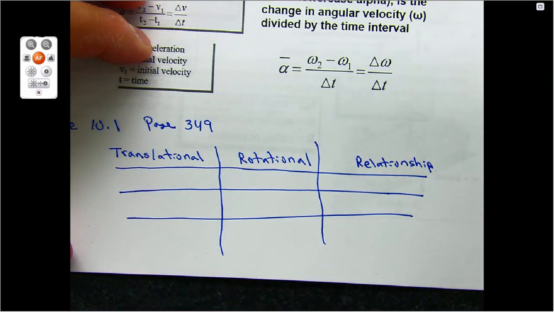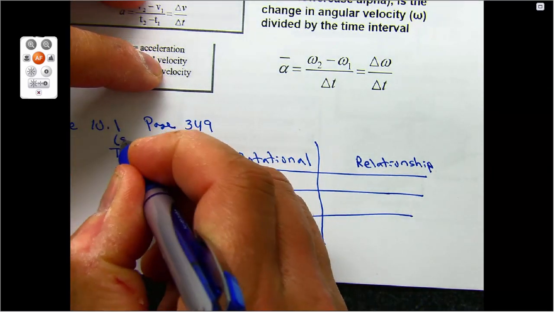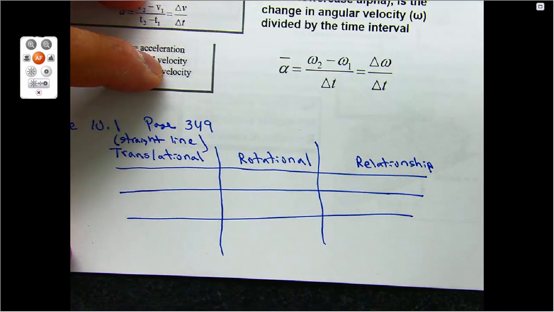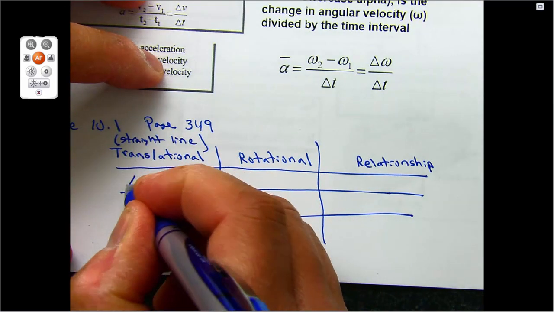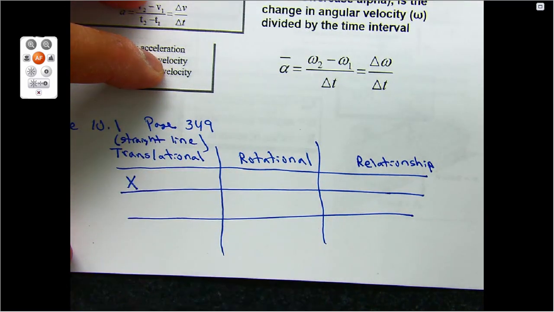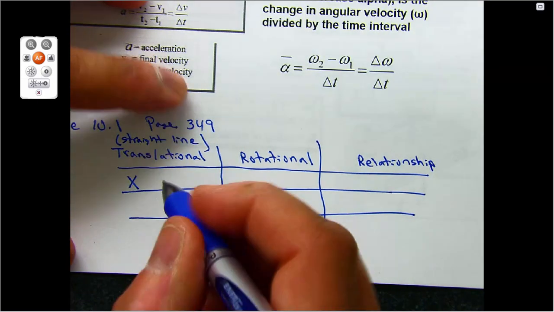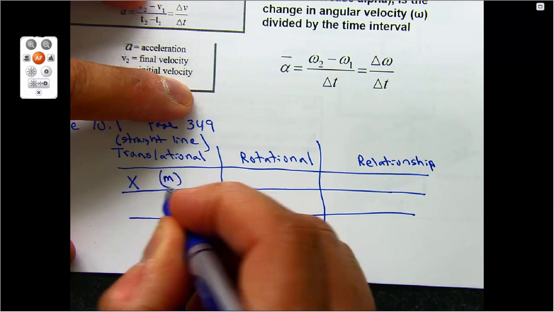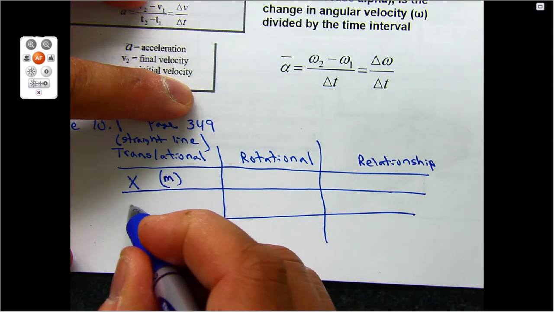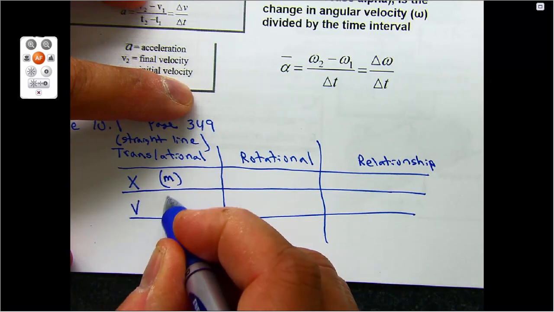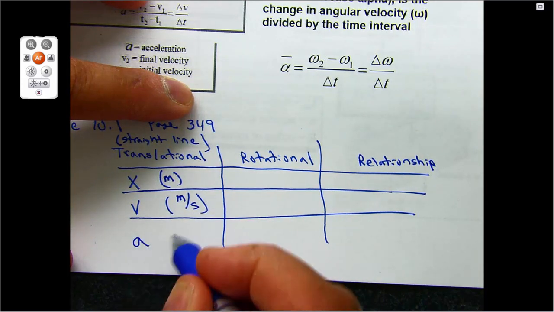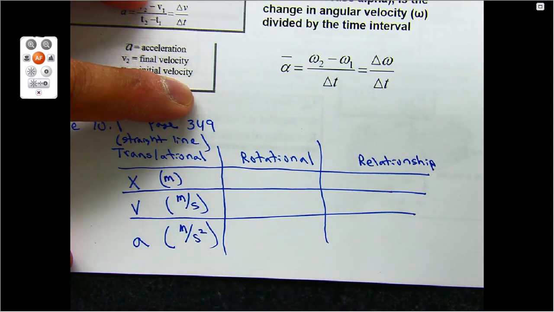Translational is just straight line motion. We used X, right? What's the unit we used? Meters, right? For velocity, what would be my units? Meters per second. And for acceleration, what would be my units? Meters per second squared. Okay.